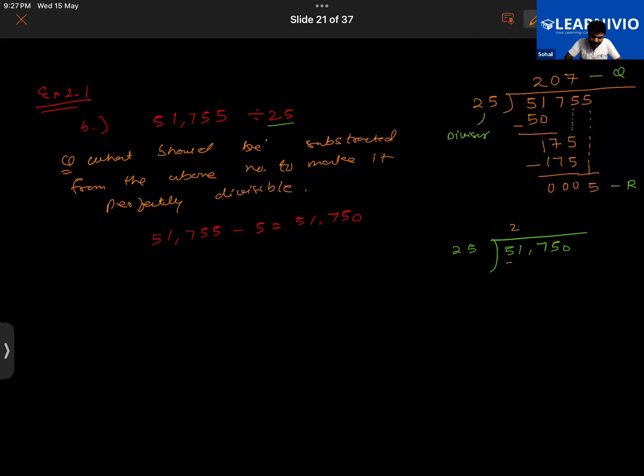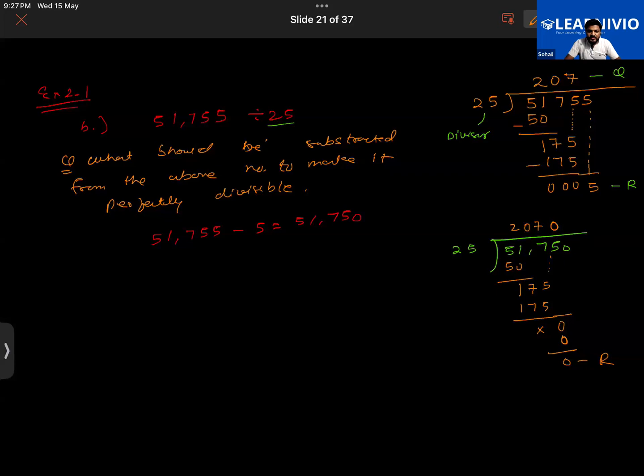25 twos are 50. You will bring down 1, meaning that when you subtract, you will get 1. And then you will bring down 7 over here. Right now, you have to bring down 5 also. So you would put 10 over here. 25 sevens are 175. So it gets divided. And you simply bring this 0 over here. You guys getting what I'm trying to say? So you will write this 0 over here also. 25 zeros are 0. And then you have 0 as your remainder.